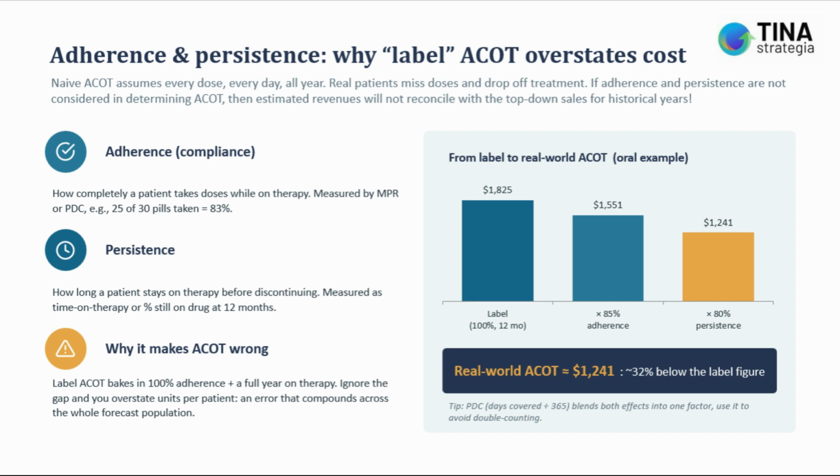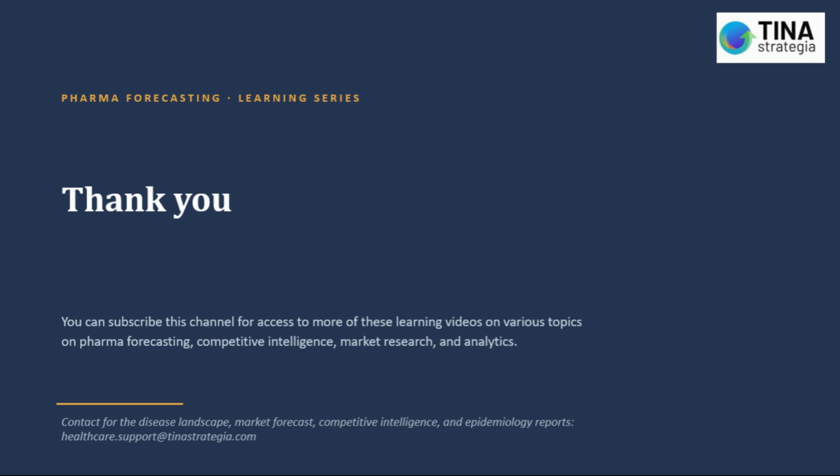One practical tip before we move on. You might think, do I multiply adherence and persistence together? You can, but be careful not to double count, because they overlap. The clean shortcut is to use the single PDC metric, proportion of days covered over the full year, because it already blends both effects into one honest number. Days the patient wasn't covered, whether from a skipped refill or from quitting entirely, are all captured in one figure. So one well-chosen real-world factor beats two rough ones stacked on top of each other. That's the core of it.